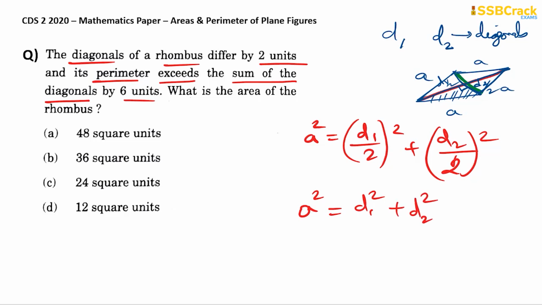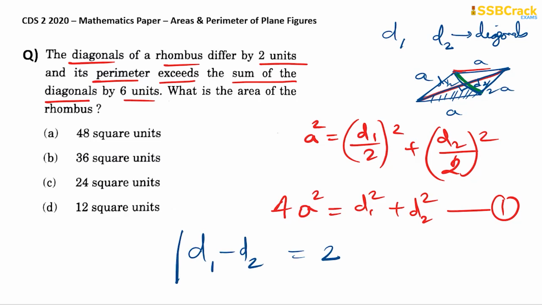So what I do is I'll take this 4 to the left side. This is the equation we are already known to in the rhombus. But now what they said in the question is that these diagonals D1 and D2 differ by 2. We don't know which is bigger, which is smaller, so we'll take the modulus, the absolute value, because the length of the diagonals cannot be negative. So this is known to us.